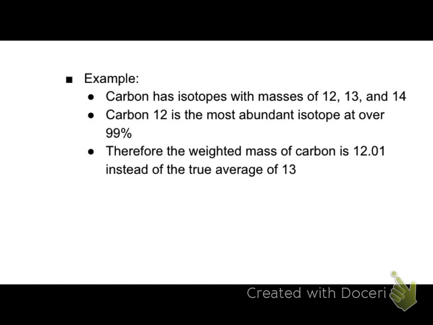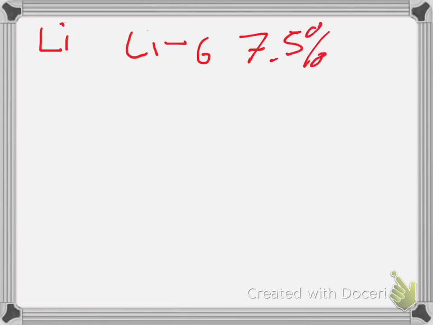So, for an example of what this looks like, okay, is lithium. We're going to write Li for lithium. It is the third element on the periodic table, and it has 3 protons, and it has 2 common isotopes. It has lithium-6, which makes up about 7.5% of the lithium that you will find, and it also has lithium-7, which makes up about 92.5% of the lithium that you'll find.